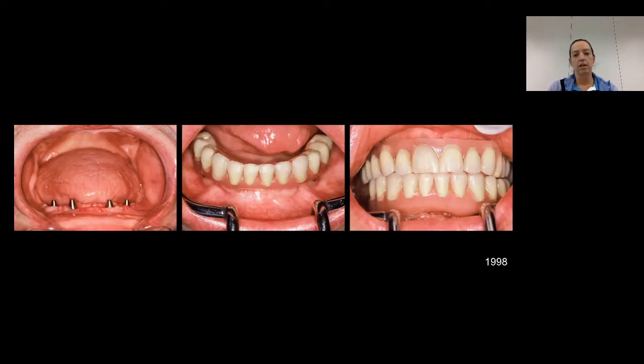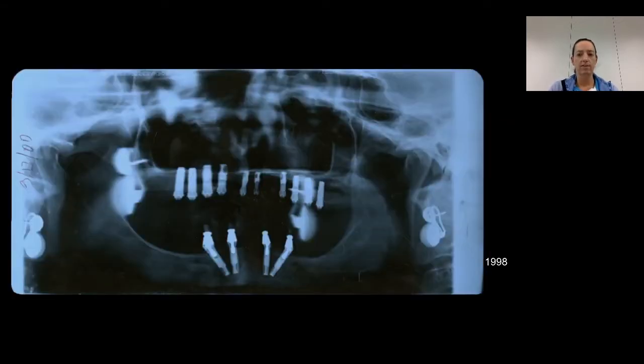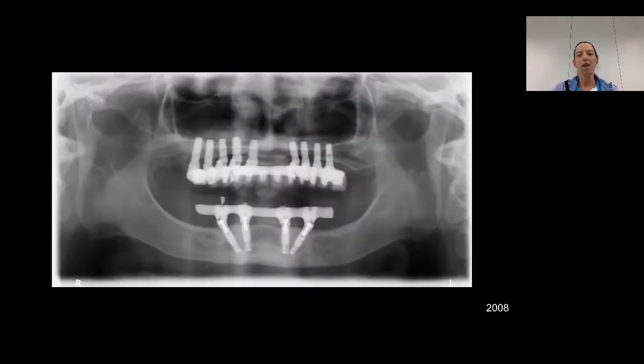So this is in 1998. This is the OPG. Unfortunately, by this time, as you can see, we were still doing as many implants as possible in the upper jaw. But of course, they also work. Actually, we lost one of the implants in the upper after, I think it was after 6 years.